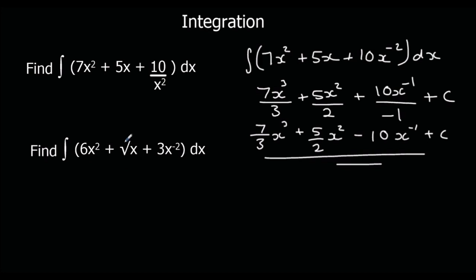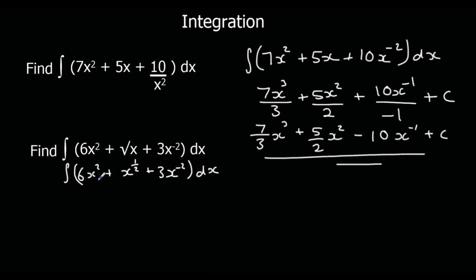Okay, same again here. We can't have root x, but we can change it to x to the half. So 6x squared plus x to the half plus 3x to the power of minus 2. And again, we're just going to follow the same process.